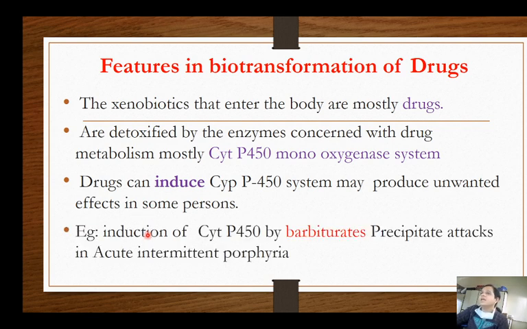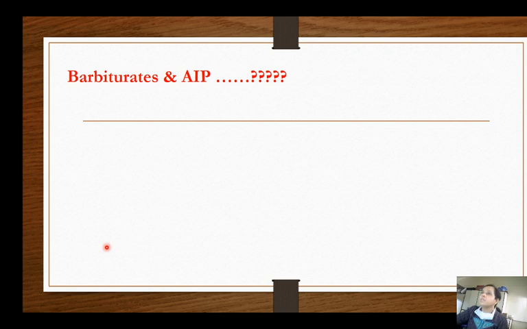For example, induction of cytochrome P450 by barbiturates precipitates an attack of acute intermittent porphyria. It precipitates an attack of neurological symptoms and abdominal pain in patients who have acute intermittent porphyria. Now, how barbiturates, cytochrome P450 and acute intermittent porphyria are linked to one another.